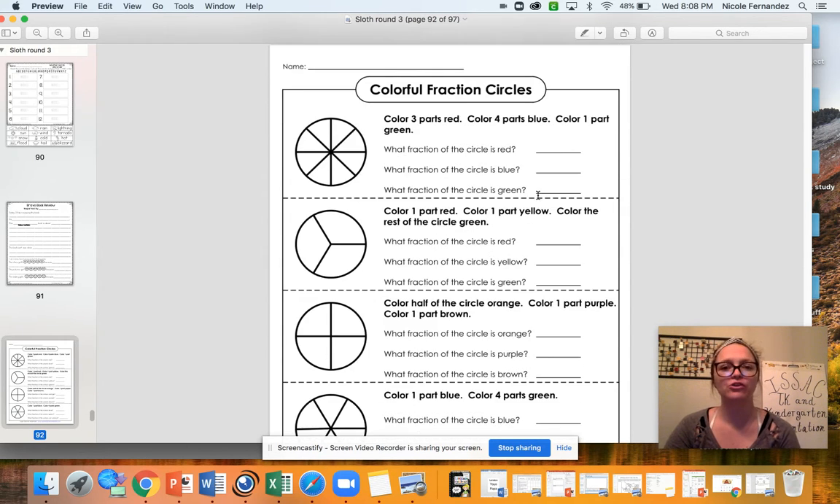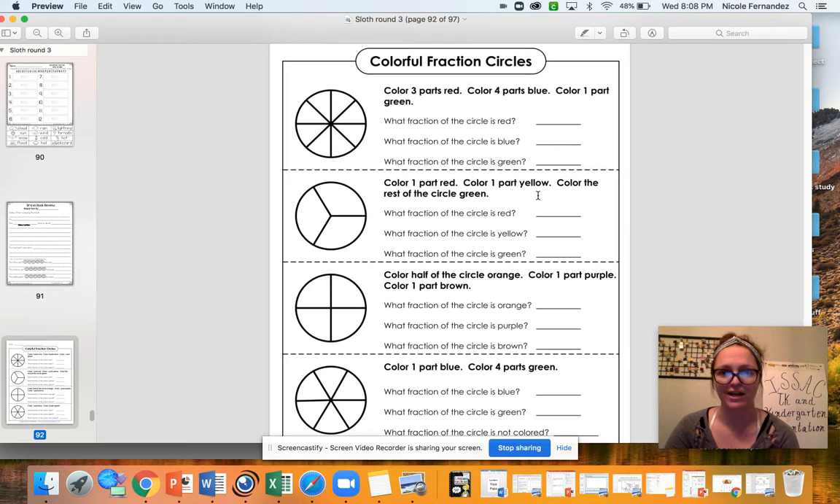Then we have a new activity. This is colorful fraction circles, okay? So when we are talking about fractions, a fraction is a piece out of the whole. So if this was a pizza, the pizza is broken into 8 pieces. That's how many you would need to make it a whole piece. So for this, you're going to follow the directions.